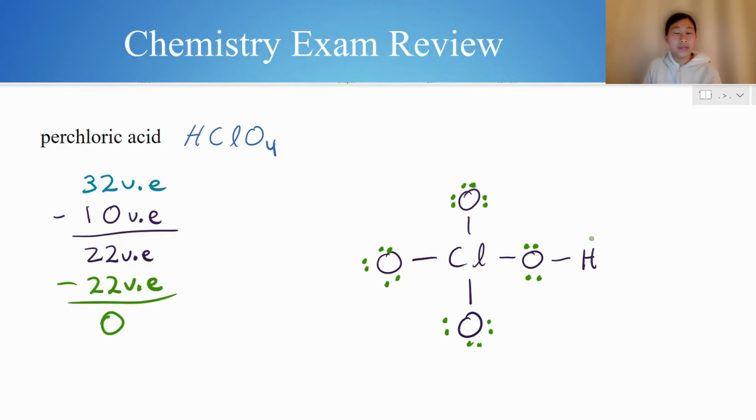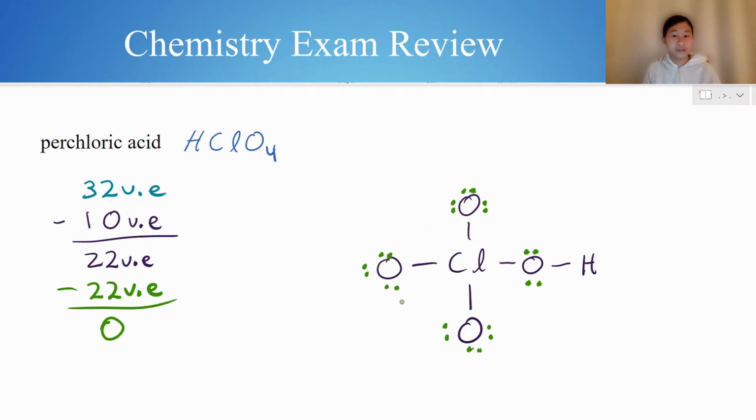Notice that I did not put any valence electrons around hydrogen because it can never have lone pairs around it. It can only make a single bond in these Lewis structures, and that's it. Okay, because hydrogen only can fit 2 valence electrons max, which it gets by making 1 bond. Now we have our preliminary structure with all of our valence electrons drawn out.